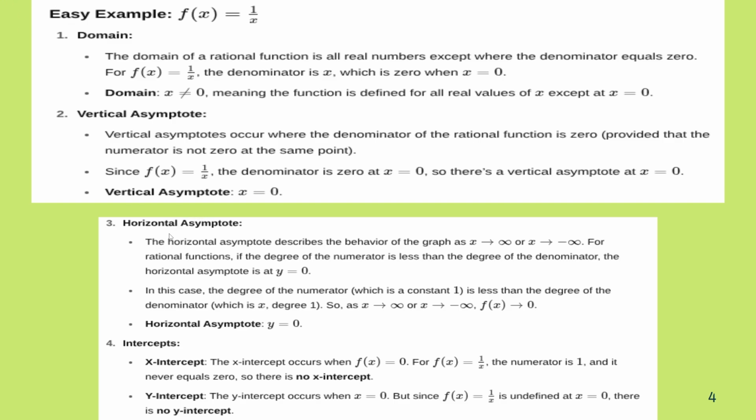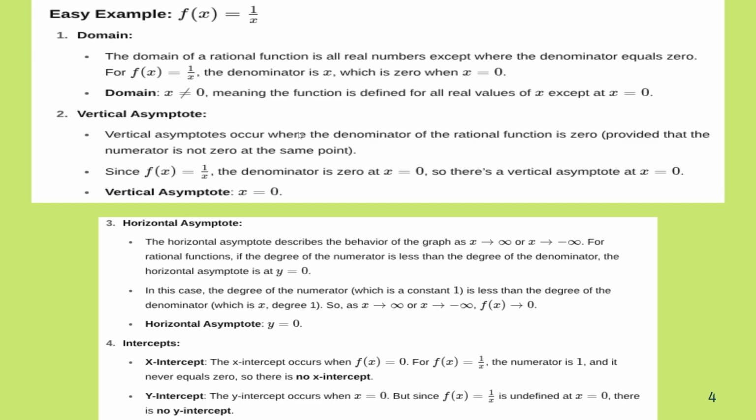First we're going to find the domain. The domain of a rational function is all real numbers except for when the denominator equals 0. For this example, we have the denominator x, so when x is 0 on the bottom, x has to be 0. Now we're going to do vertical asymptotes.